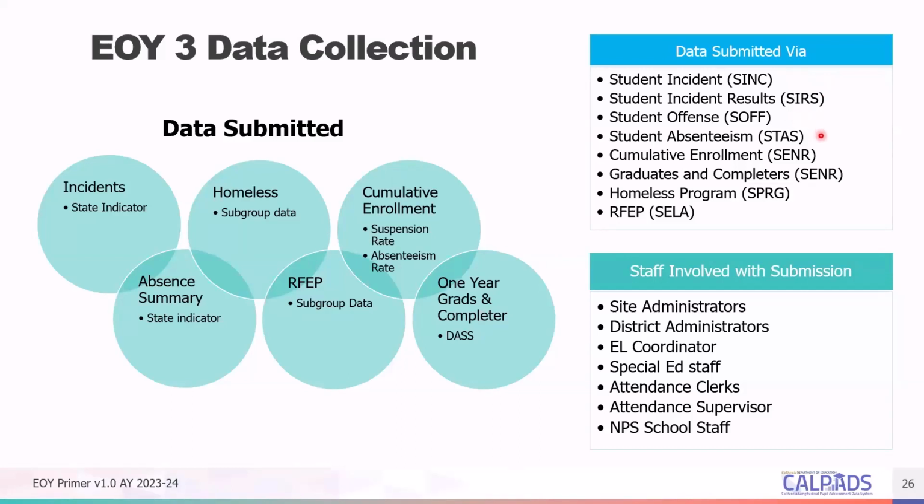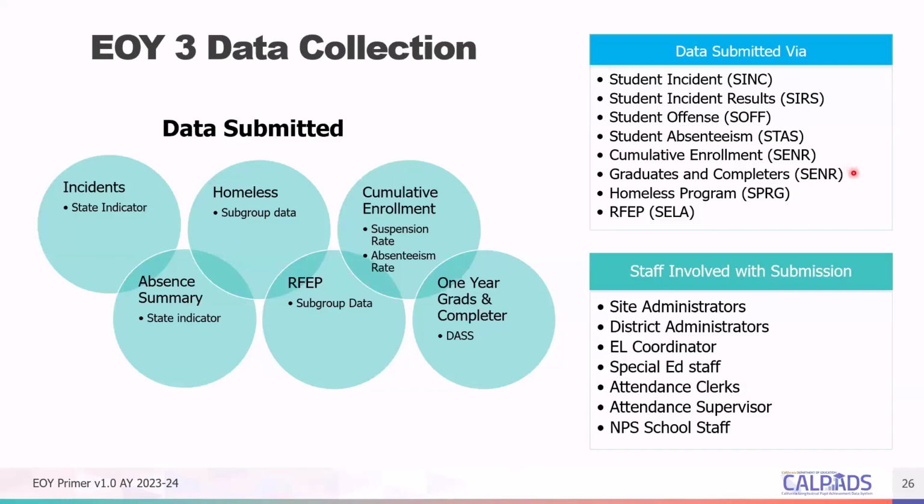We then have the student absence summary, or STAS, file type. The data from the STAS file is used as a dashboard indicator required by the Every Student Succeeds Act and LCFF statute. So that is the chronic absenteeism indicator. We then have the SENR, which in one instance is used to calculate cumulative enrollment. The counts from SENR records are used as the denominator in suspension, expulsion, and absenteeism rates. So that is one use of the SENR record, for cumulative enrollment as the denominator in those rates.